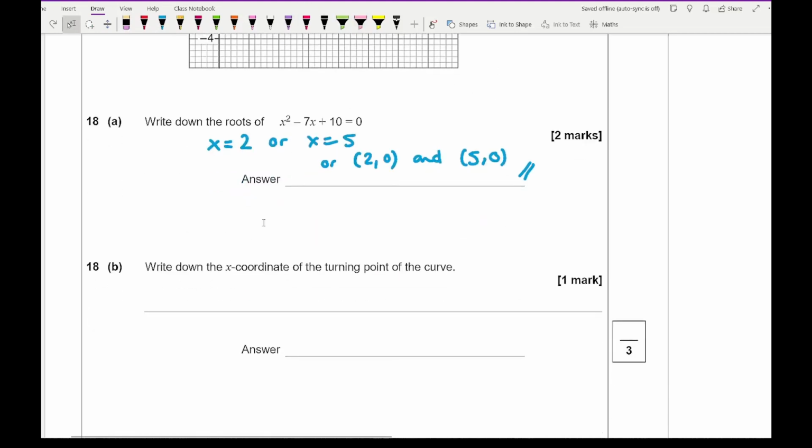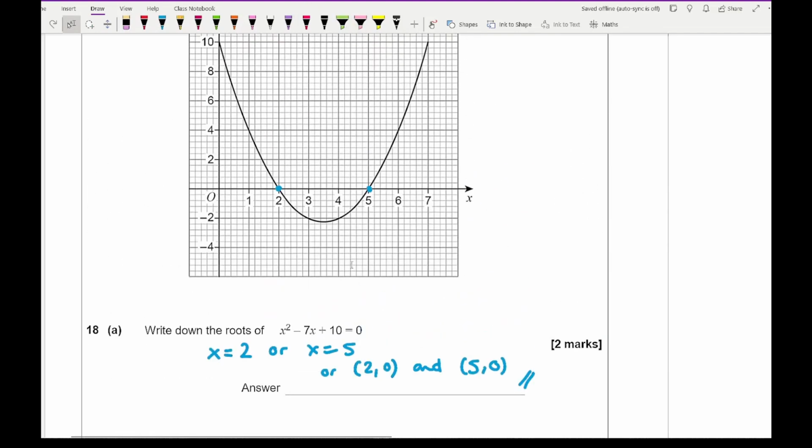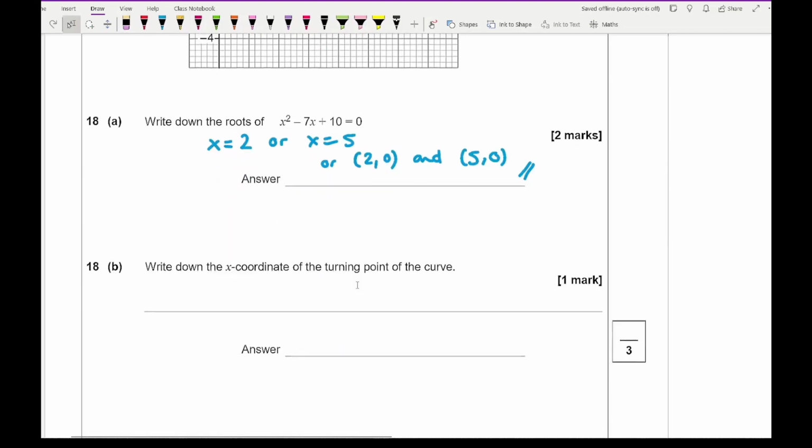Then for B, it says write down the x coordinate of the turning point. Now the turning point is basically this point here, and we're just looking for the x value, and that's going to be between 3 and 4, which is 3.5.